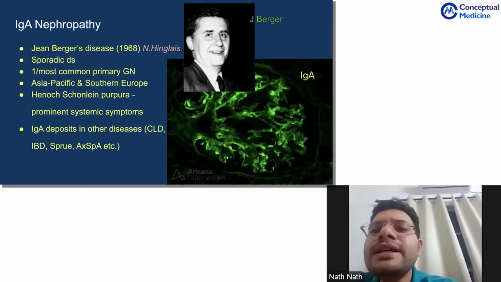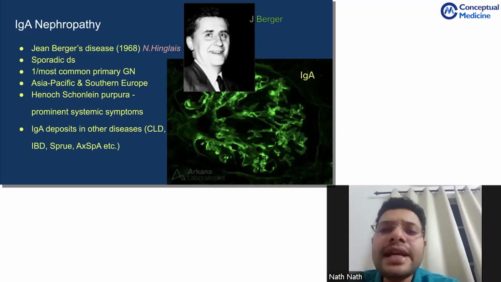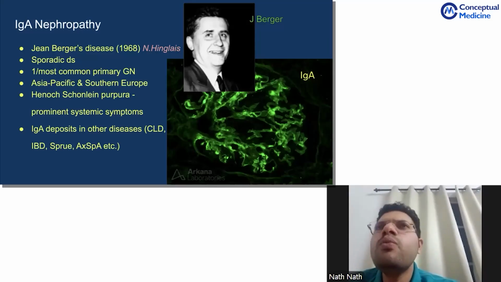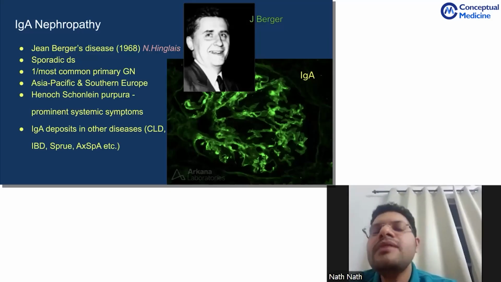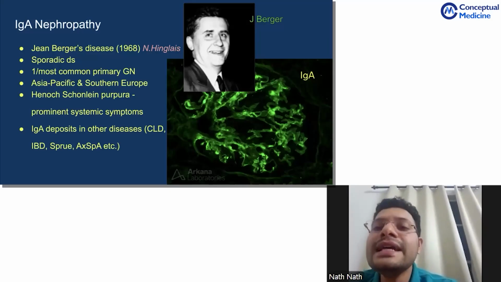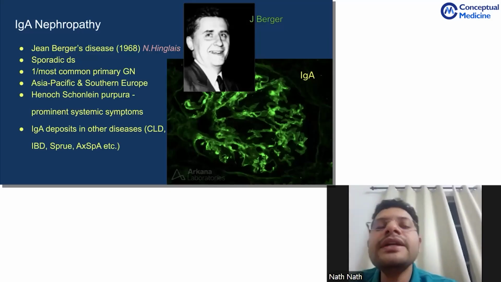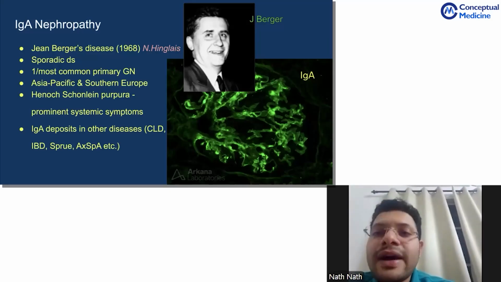So IgA nephropathy is a sporadic disease, which means there's less heredity involved, and it is one of the most common primary glomerulonephritis worldwide. But still, there are some pockets which are more affected by IgA nephropathy, specifically the Asia Pacific regions and the southern part of Europe, where the prevalence is fairly high.